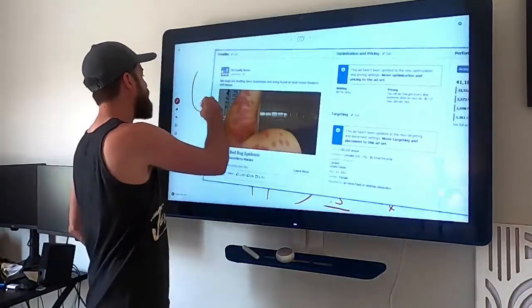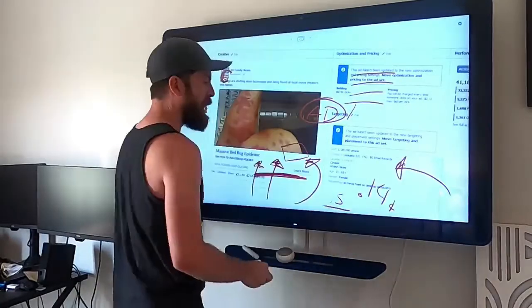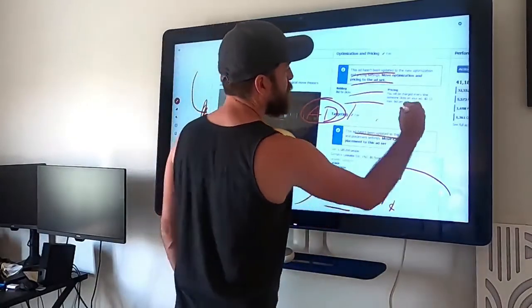That's really the in-depth analysis into the ad. I went over the creative, I went over the targeting, and I went over some of the data over here.